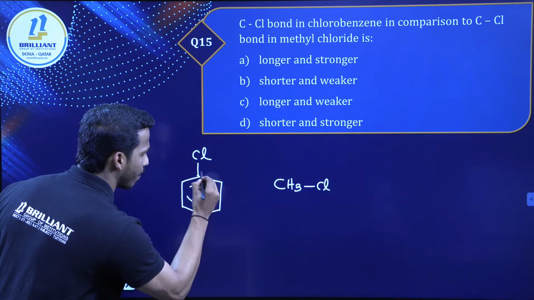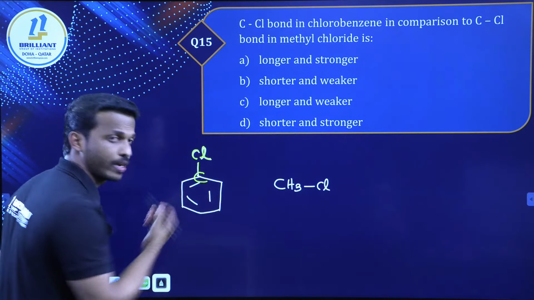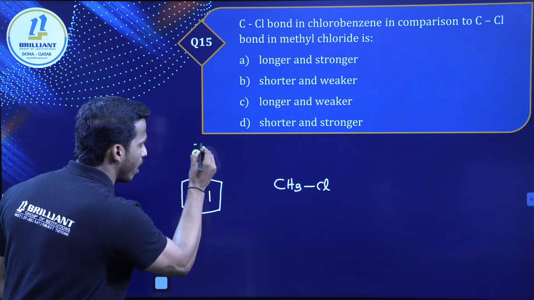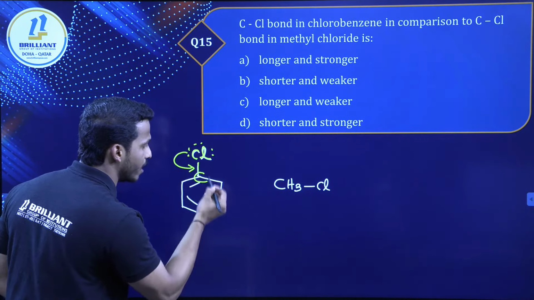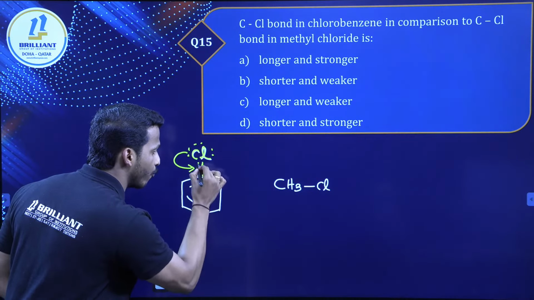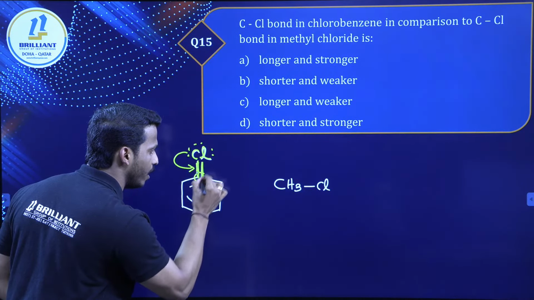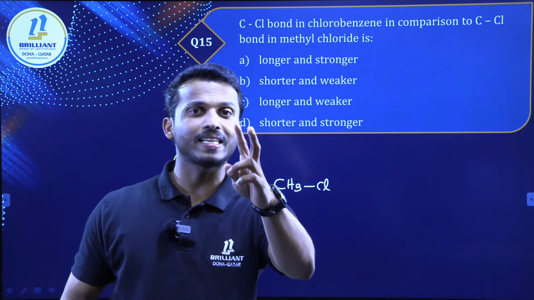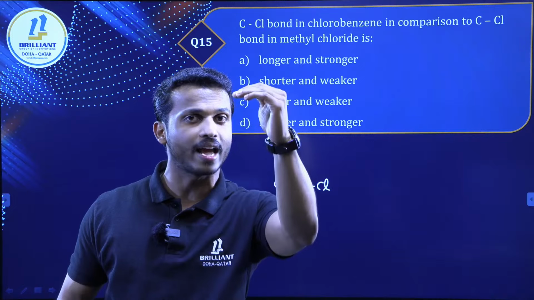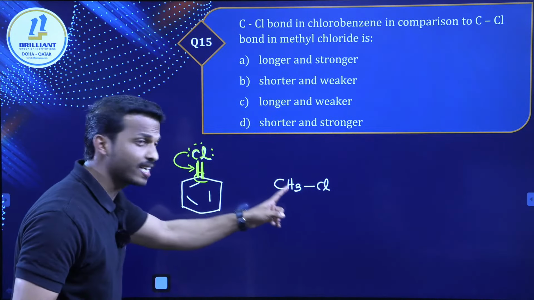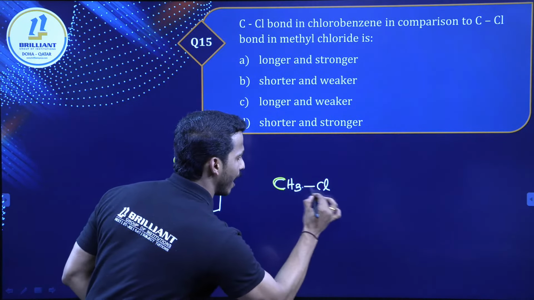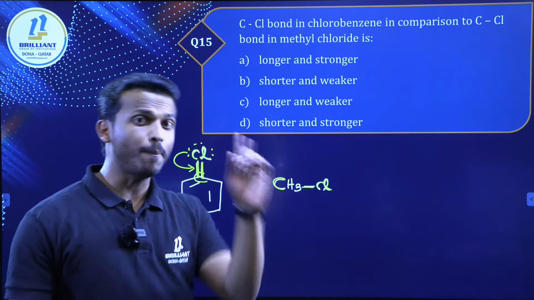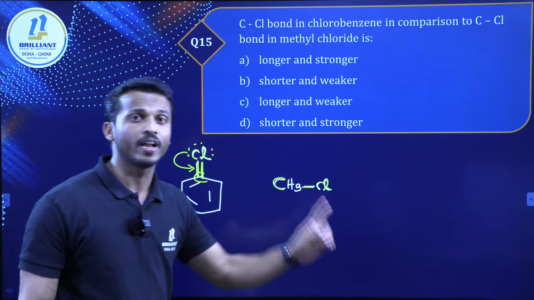Dear all, when you consider this carbon and chlorine bond, there is a chance to make resonance, right? You know, lone pairs are there, they will make resonance. Due to resonance, there is a formation of a partial double bond between carbon and chlorine. So in chlorobenzene, in haloarene, there is a chance to get a double bond between carbon and halogen due to resonance. Whereas in a haloalkane, this carbon and chlorine cannot make such a double bond because resonance is not possible. So dear all, double bond in haloarene, single bond in haloalkane.